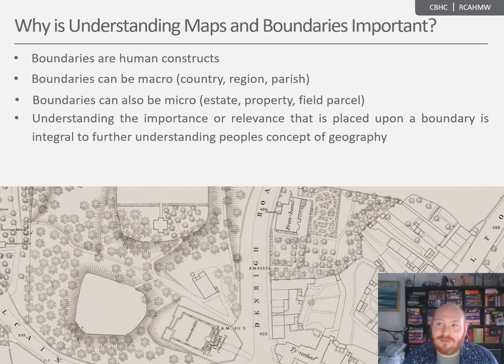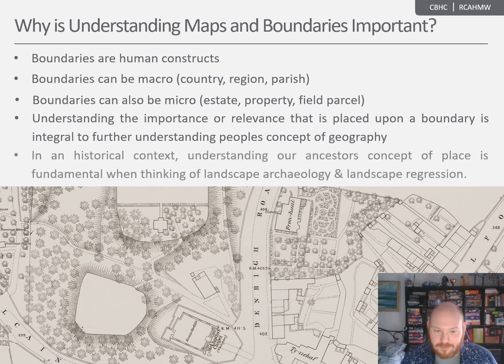Boundaries give us an inkling into how our ancestors viewed the landscape and geography. It's one thing to look at a map to recreate a landscape, but there's also the psychological thing behind that: how did our ancestors actually view it? The boundaries that we have today could be significantly different to what they were 300 years ago. So understanding how they've developed, when they developed, and how they've changed over time is equally as important as understanding how the landscape has developed too.